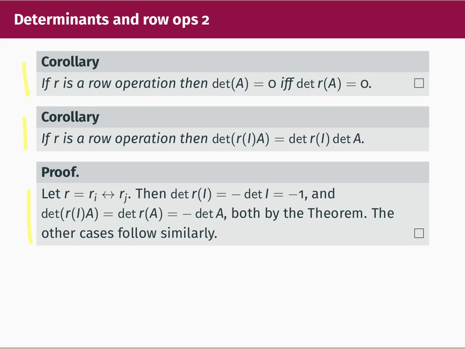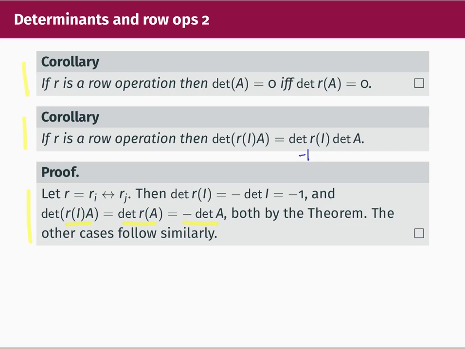So let's just do one of the three cases, according to the row operation which swaps row i and row j. Well then, from the previous theorem, the determinant of R of I is minus the determinant of I, which is -1. So that identifies one of the characters in this claimed equality. It identifies the determinant of R of I as -1. On the other hand, the determinant of R of I times A, well, you know left multiplying by the elementary matrix corresponding to R is the same as doing R, so this is equal to the determinant of R of A. But from the previous theorem, that's minus the determinant of A.